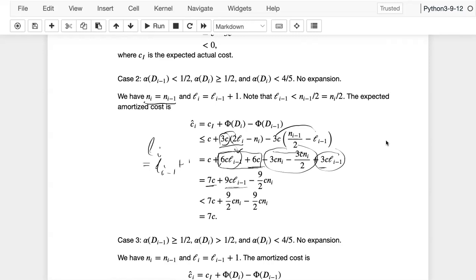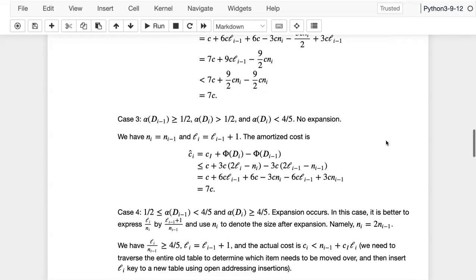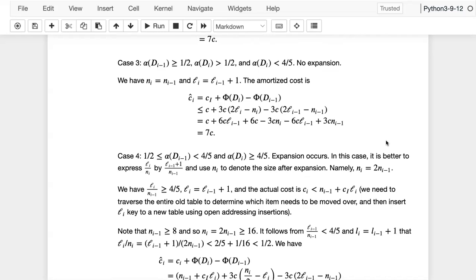Because earlier we said that l sub i minus 1 is bounded above by n sub i over 2, we get this, so these are canceled. So this is equal to 6c, and that is bounded above by a constant. So this is good. Now let's look at the next case.